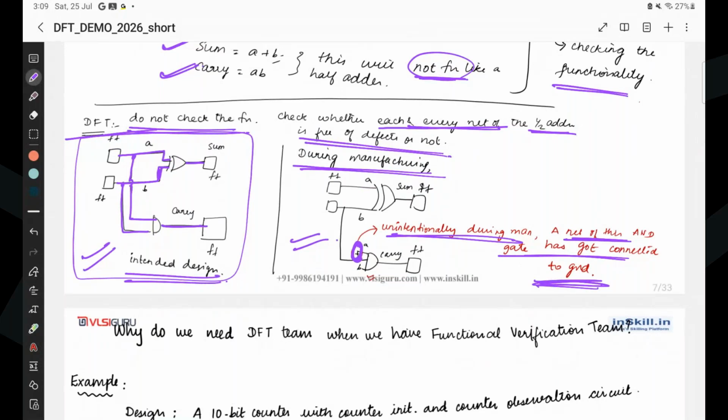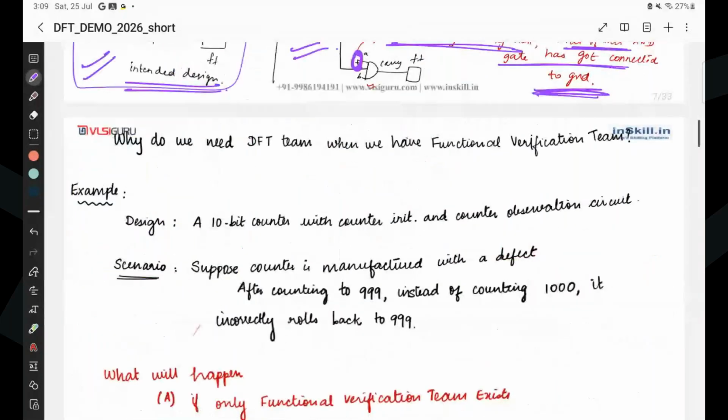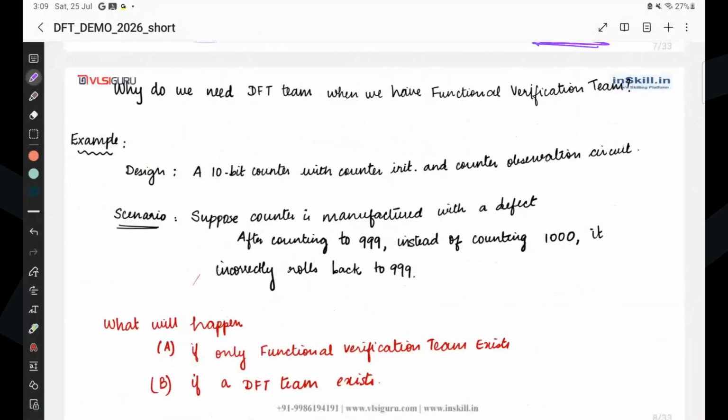Now, in order to strengthen our understanding of the difference between a DFT team and a functional verification team, and why we need both, let us take up one more example. Why do we need a DFT team when we have a functional verification team?